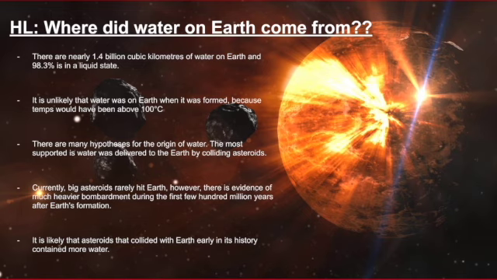Currently, the big asteroids rarely ever hit Earth, but there is evidence of much heavier bombardment during the first few 100 million years after Earth's formation. So it was this big hot rock, and big asteroids kept on hitting it, and those asteroids contained water. So the more and more asteroids hit, the more and more water came to Earth and stayed there. So it is likely that asteroids that collided with Earth early in its history contained more water than the asteroids that hit now.